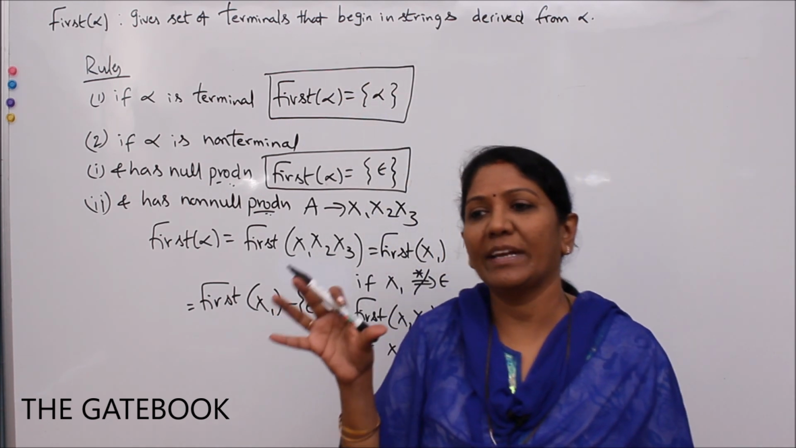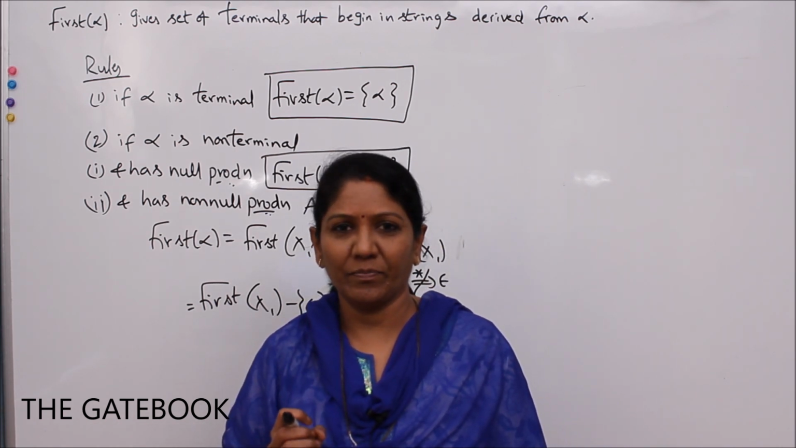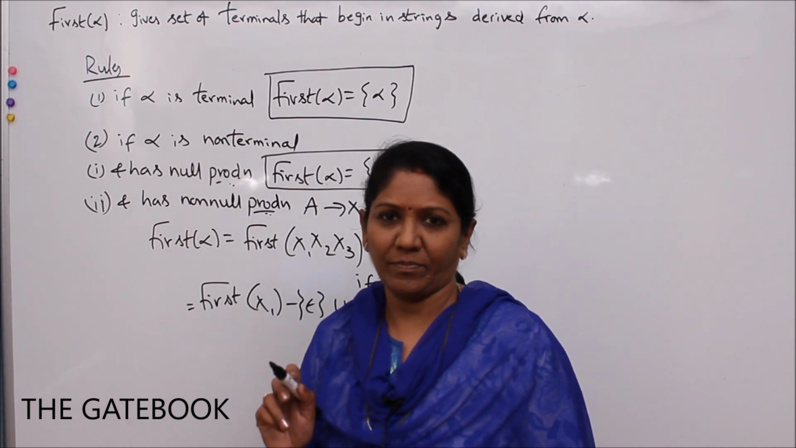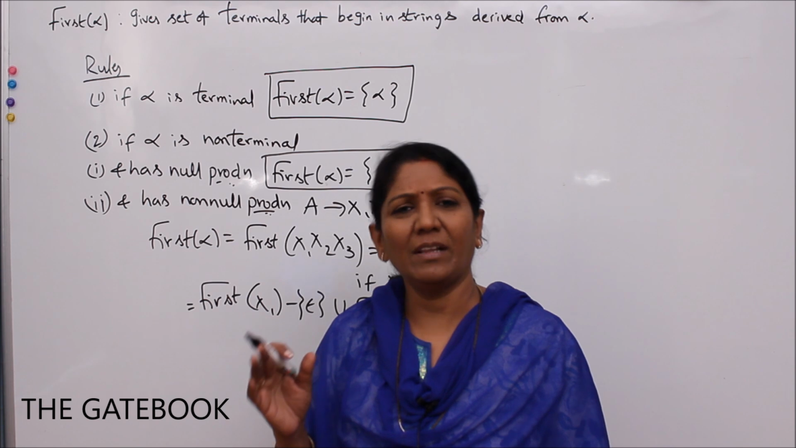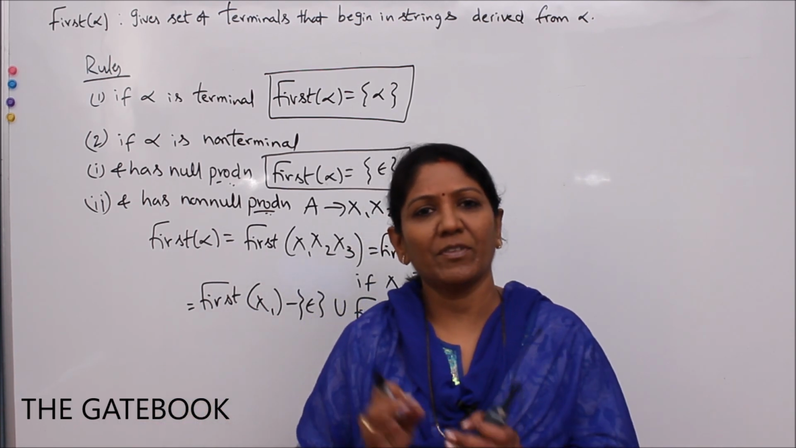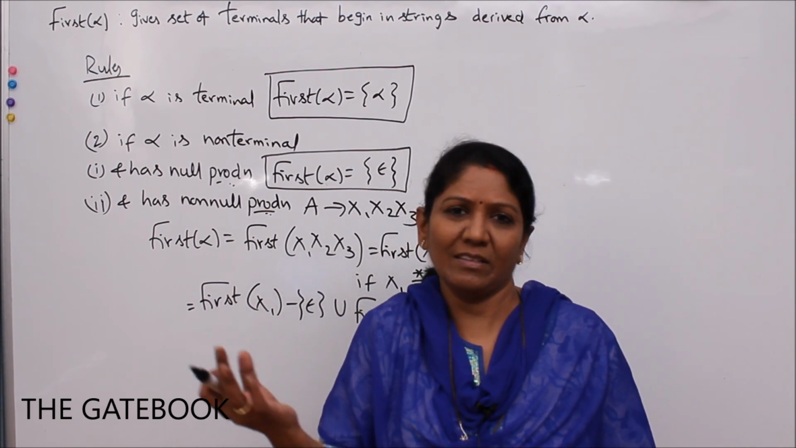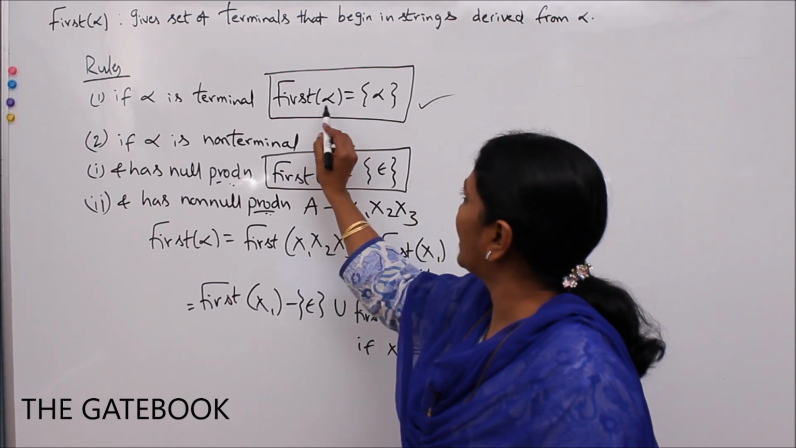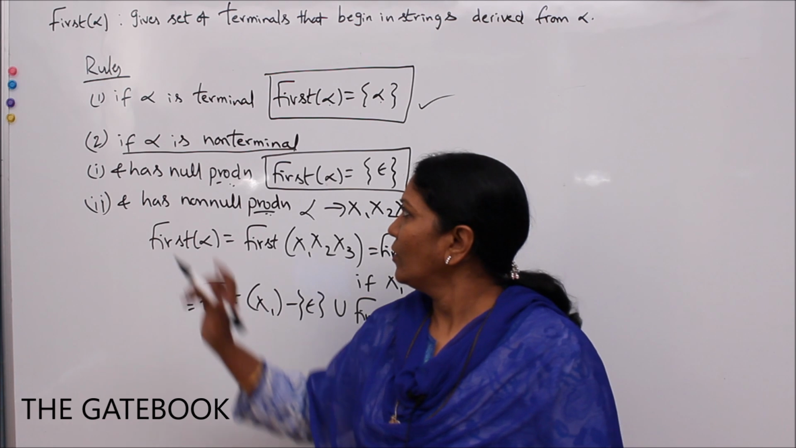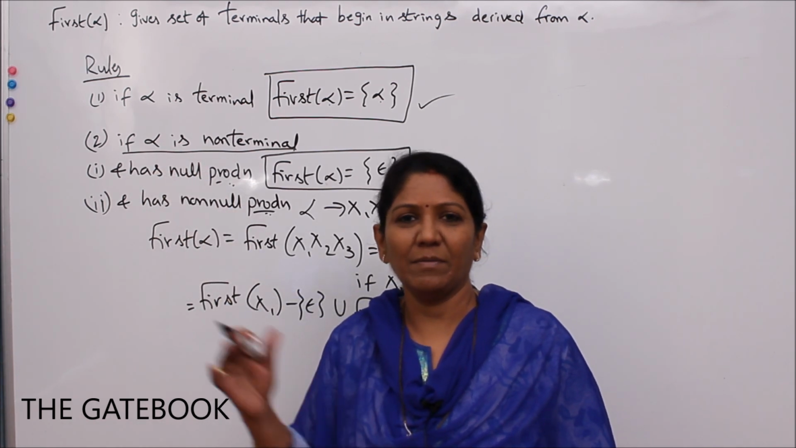So let us see how we get this set of terminals from first of alpha. Three simple rules. If alpha is a terminal, then first of alpha is alpha itself. Like first of a is a, first of plus is plus, first of ID is ID, first of star is star. Simplest rule: if it is a terminal, simply add the terminal into the output set.